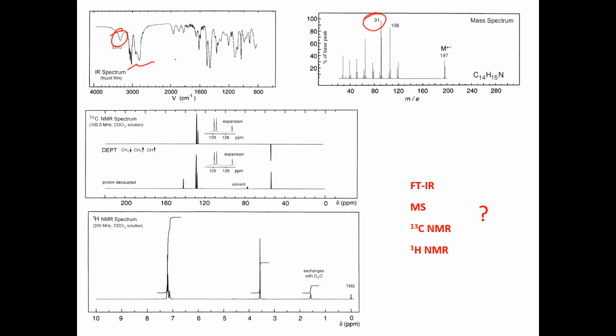At 91, we have the typical benzyl fragment. Then we have this peak at 106, which is the previous fragment minus 15. Minus 15 normally is most likely the loss of a methyl group from somewhere, not necessarily from the benzyl.